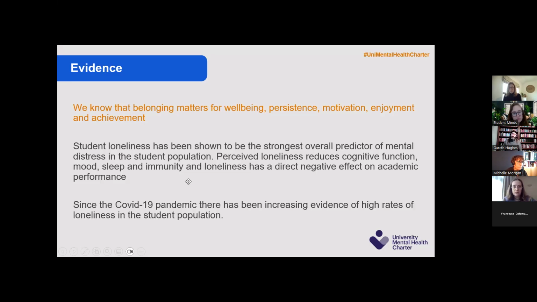We're also seeing that particularly since the pandemic, there is evidence of higher rates of loneliness in the student population that kind of peaked, it would appear, in around 2023, but it's still much higher now than it was pre-COVID. We need to be a little bit wary about some of that data. It's a little bit mixed, but there seems to be some suggestion that there was a peak around 2023.